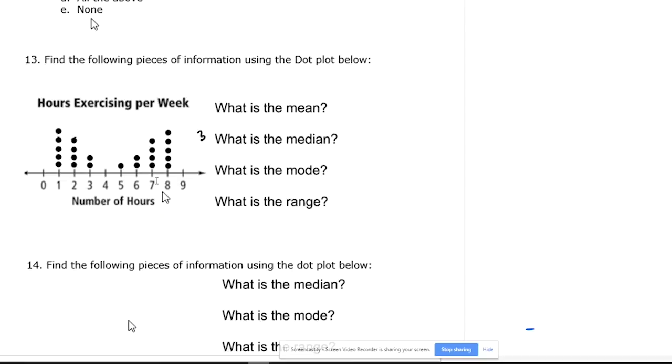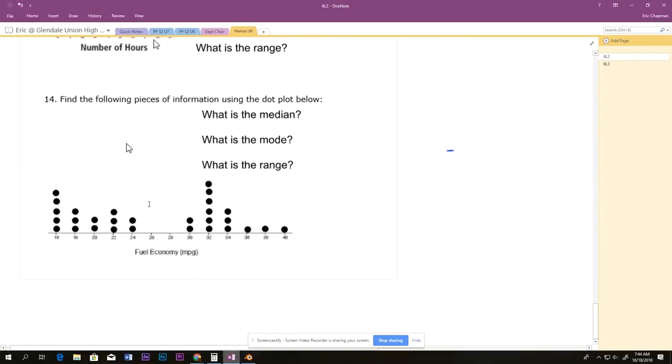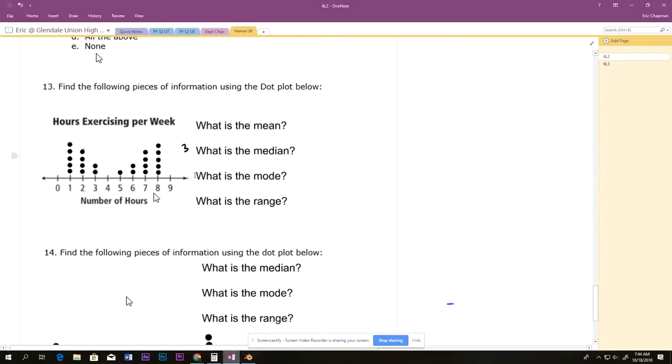All right, let's take a look at 13 and 14. Find the following pieces of information using the dot plot below. So what is the mean? All right, so we have to find the mean. It means we have to add all those numbers up. We're going to find the median, mode, and the range. So let's start with the mean.